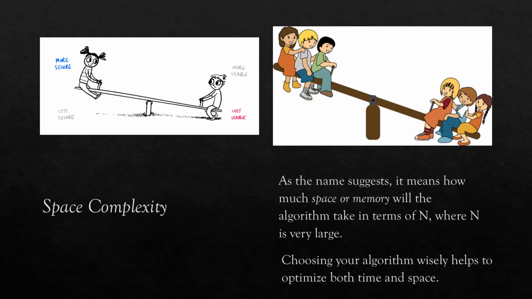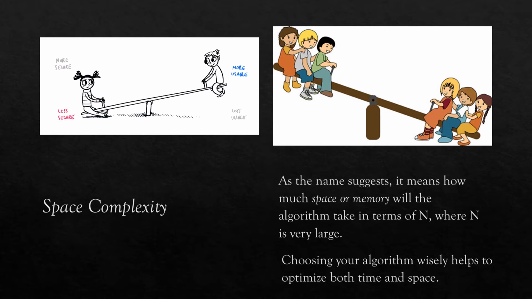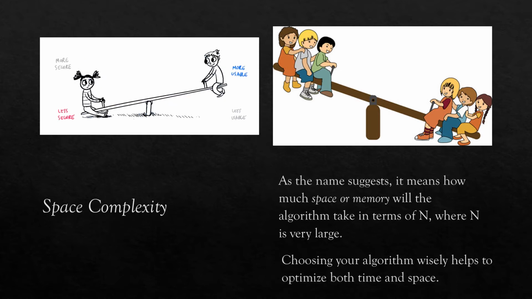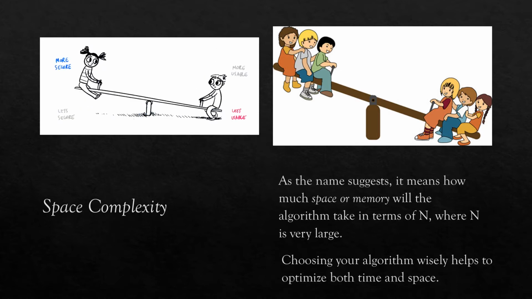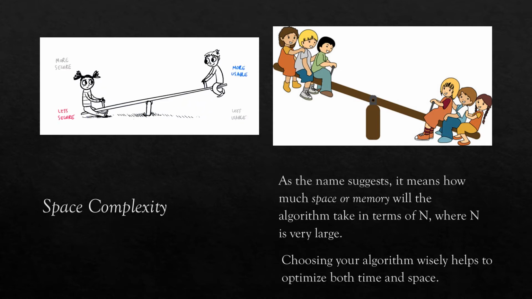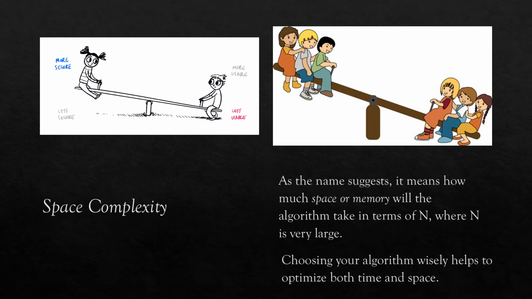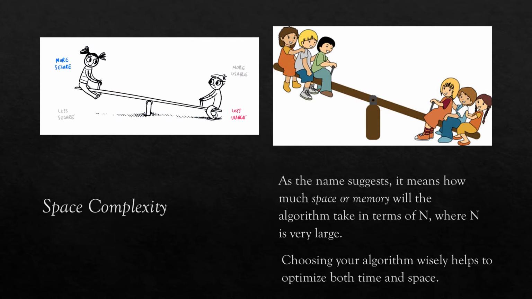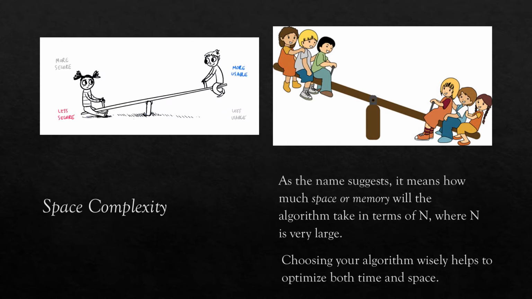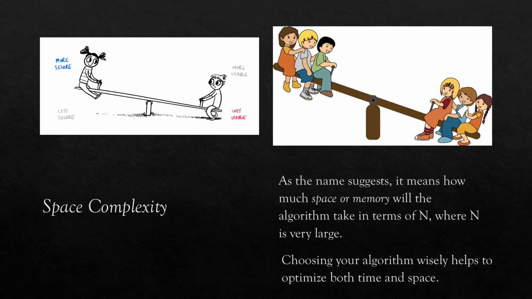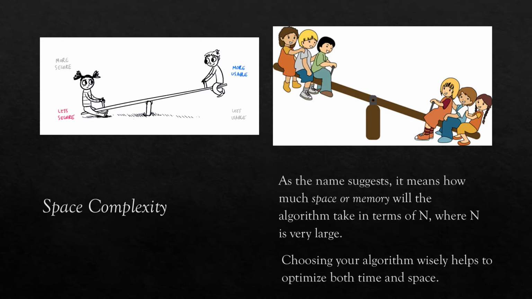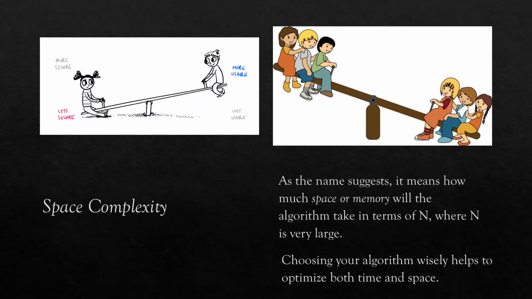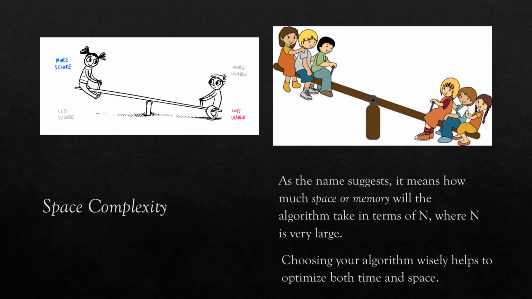Space complexity. Space complexity is measured by the amount of space or memory the algorithm takes in terms of a given size of input n, when n is very large. So it is always wise to choose an algorithm which can be optimized in both time and space. The reason is there is always a trade-off between the algorithm's performance in terms of time versus the space used, because some algorithms which take more space perform better than the algorithms which take less memory.